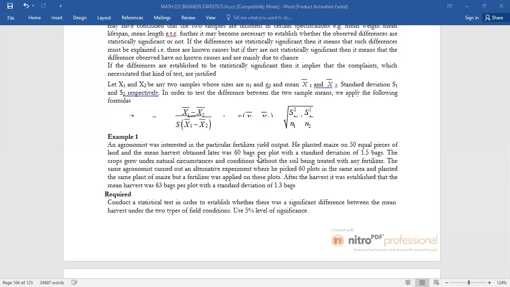If I was teaching you statistics 1, I would assume you don't know, but you covered hypothesis testing in your statistics 1. Did you, or you did not, or I'm assuming things here? What are we testing? We've been told to conduct a statistical test in order to establish whether there was a significant difference between the mean harvest under the two types of field condition, one with fertilizer, the other one without.